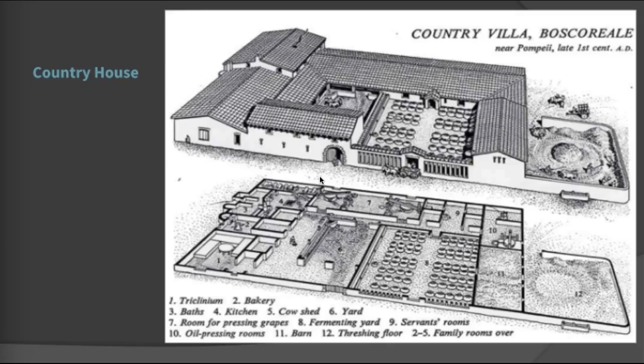Here is the country house. So most wealthy citizens not only had their urban dwellings, but they also had country manses to go to. So this is a country villa near Pompeii that we have. You can see that it has much more space to spread out, as most country residences do.